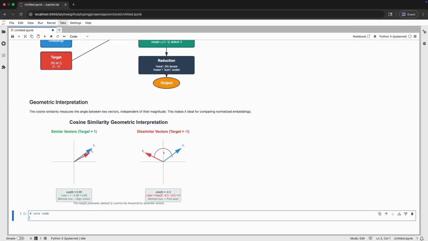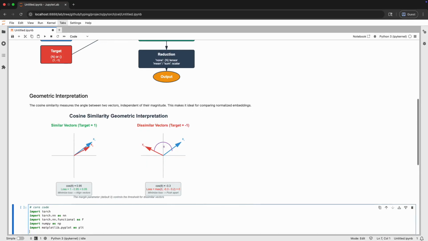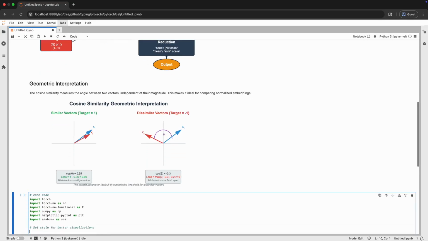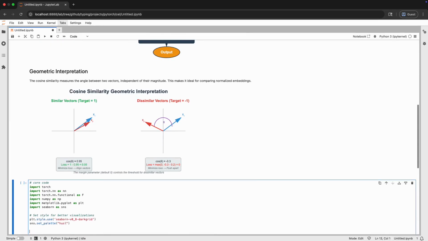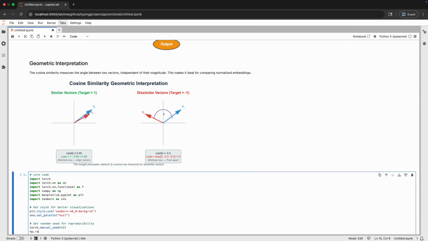Let's start by importing all the necessary libraries. We'll need PyTorch and its neural network modules, NumPy for numerical operations, and Matplotlib with Seaborn for creating beautiful visualizations. I'm also setting up our plotting style and random seeds to ensure our results are reproducible.